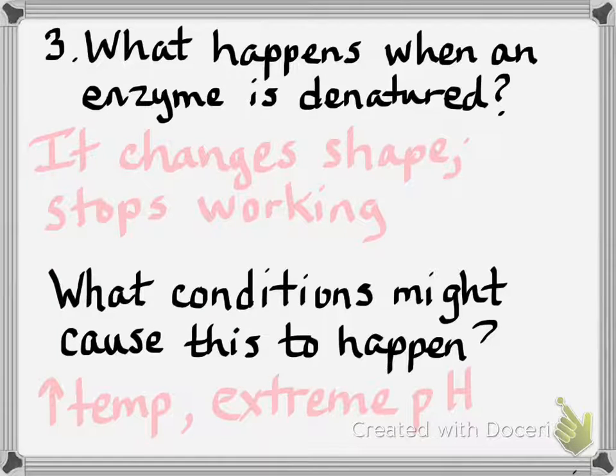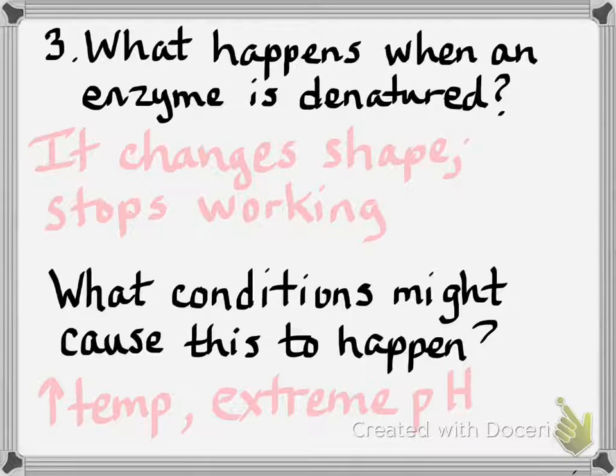Okay, number 3. What happens when an enzyme is denatured? It changes shape. Yes, it stops working. Remember, as James pointed out, that enzymes have a 3-dimensional shape, and you may not remember this, but that 3-dimensional shape is held together with hydrogen bonds. If you change the shape, you're breaking hydrogen bonds. And so the next question is, what can cause it to denature? Well, anything that will change its hydrogen bonding.